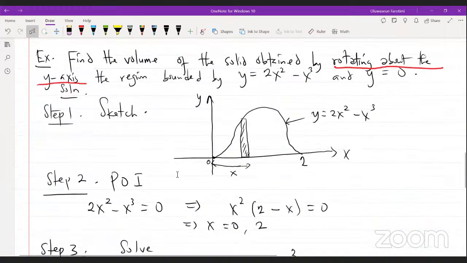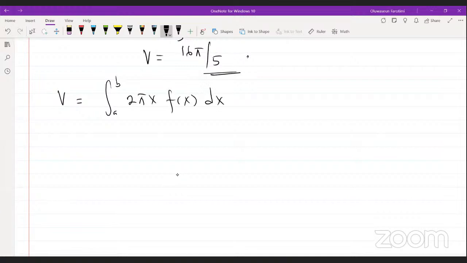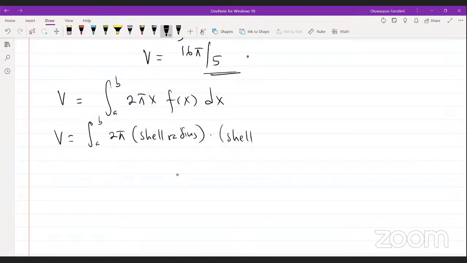Now, if I want to explain further, we know the volume is just the integral from a to b of 2 pi x f of x dx. I can write this in another way. In some textbooks, you're going to see it written like this: V equals the integral from a to b of 2 pi, then the shell radius, multiplied by the shell height.